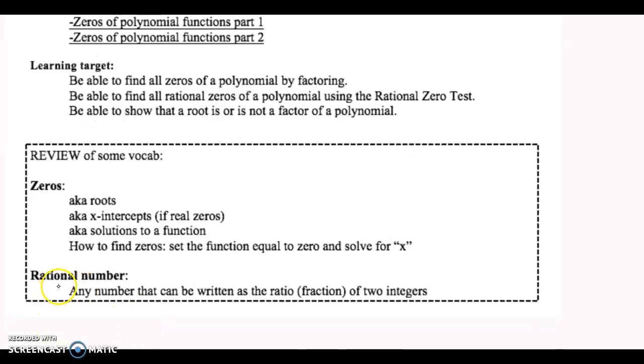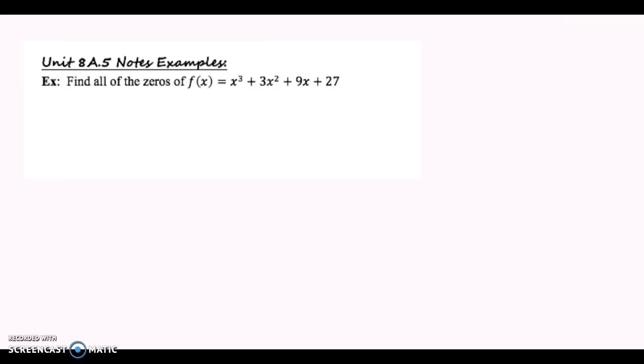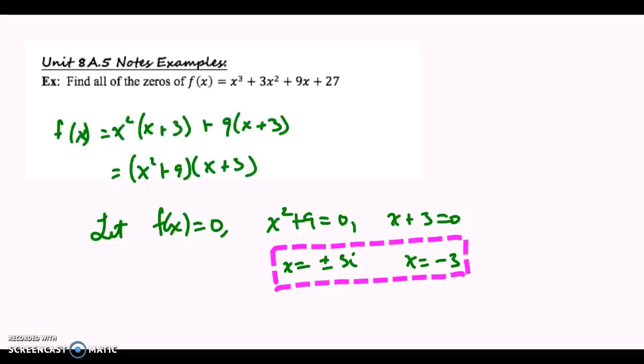I also want to recall the vocab of the rational number, which is any number that can be written as a ratio of two integers. In other words, like 3/4, and I'll talk about that in a little bit. Let's find all the zeros of this function, and please pause the video here. This is review. Try to solve that problem on your own, and I hope that this is what you got.